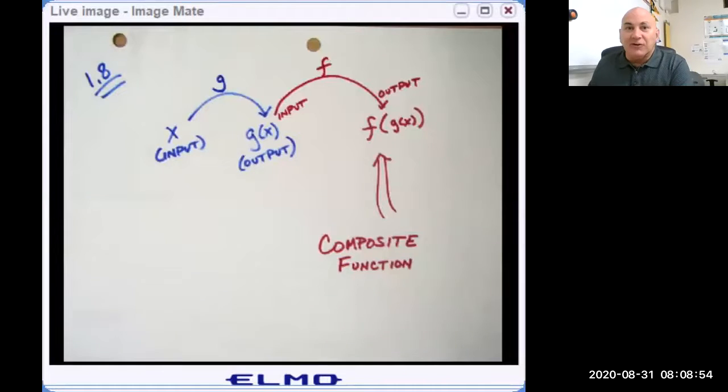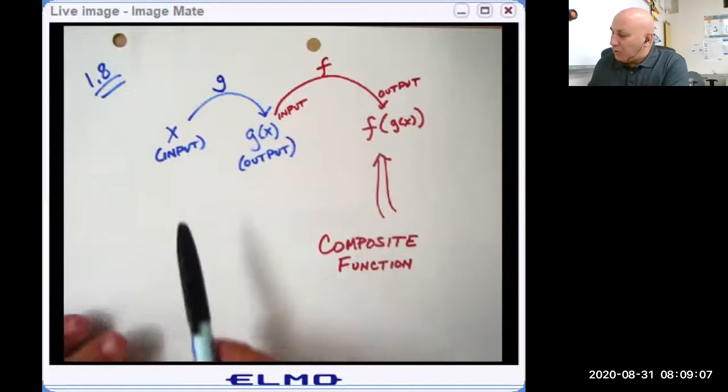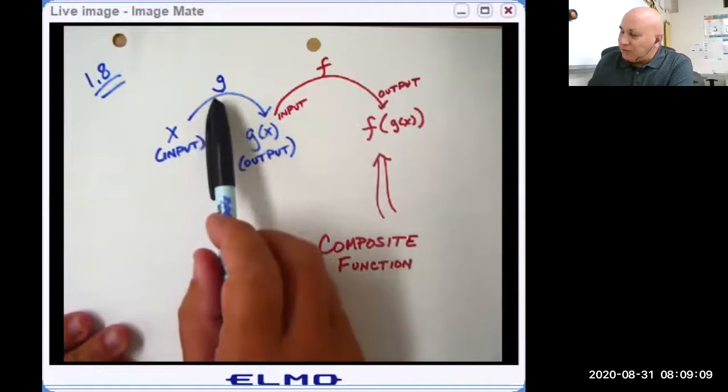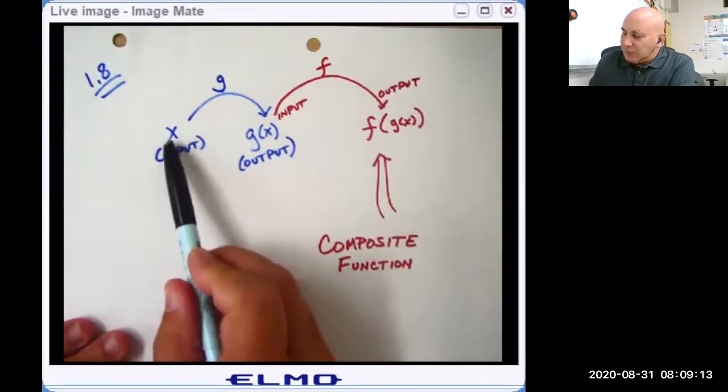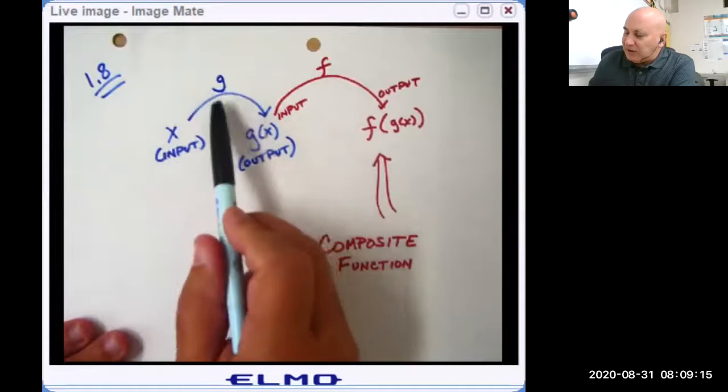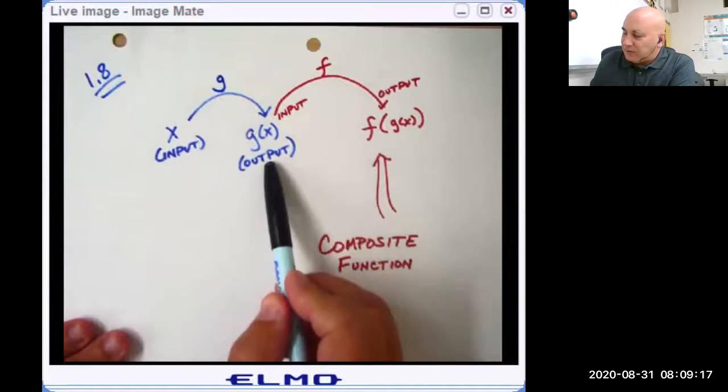You can think of a function as having an input and an output. Usually if we have f of x, x is the input and f of x, or y, is the output. Well, let's talk about two functions, g and f. If we start with x, we're putting x into g, and our output is g of x.